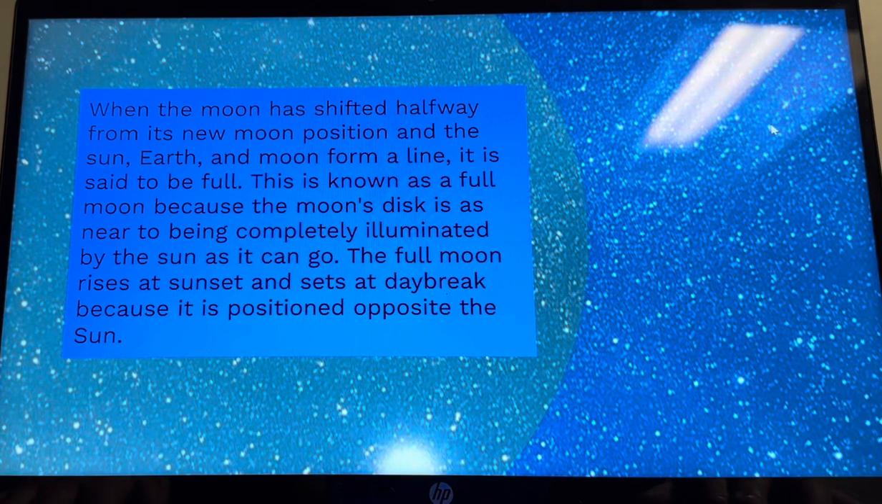Full moon. When the moon has shifted halfway from its new moon position and the sun, Earth, and moon form a line, it is said to be full. This is known as full moon because the moon's disk is as near to being completely illuminated by the sun as it can go. The full moon rises at sunset and sets at daybreak because it is positioned opposite the sun.